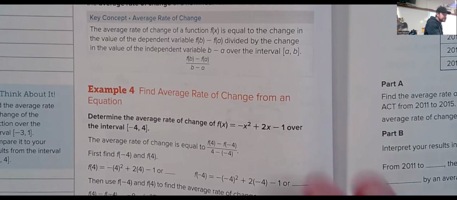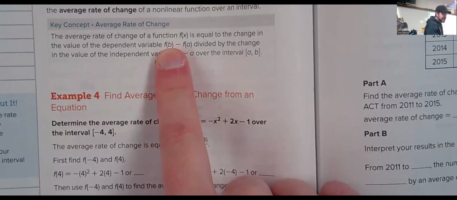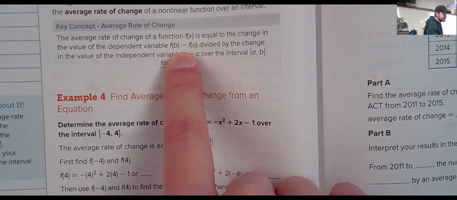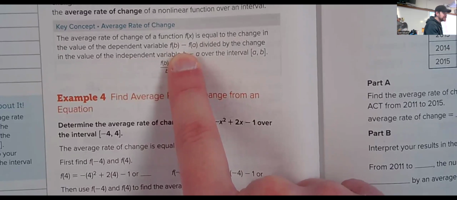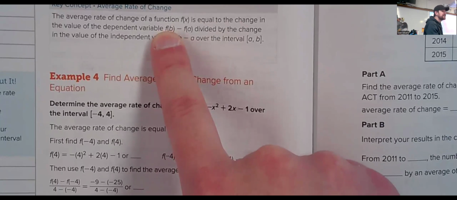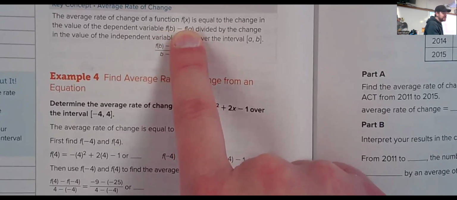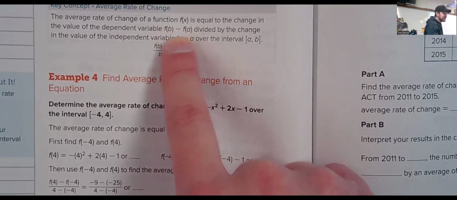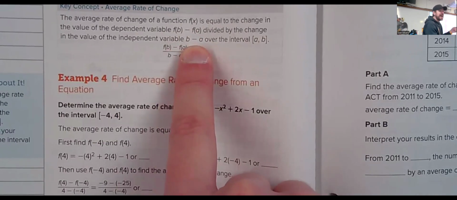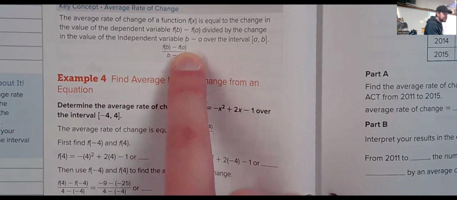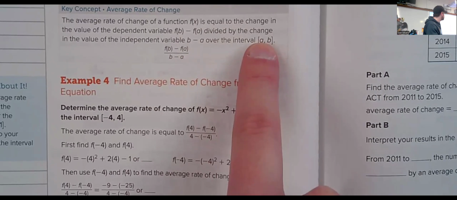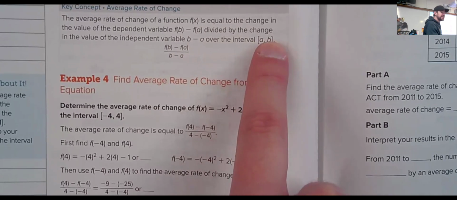And so the average rate of change of a function f of x is equal to the change in the value of the dependent variable y. Dependent variable is y. The change in the dependent variable would be a y value minus another y value, f of b minus f of a, divided by the change in the value of the independent variable, which is an x, an x value minus an x value, over the interval [a, b]. This is interval notation. We're including a and b. That's why the brackets are there.